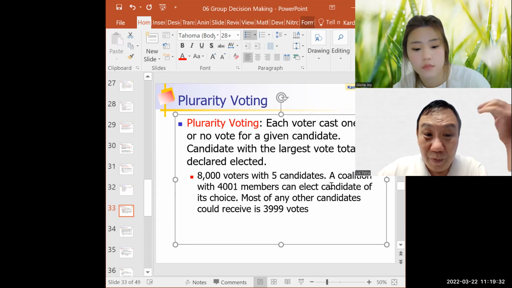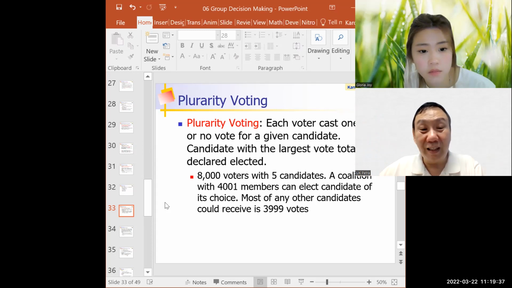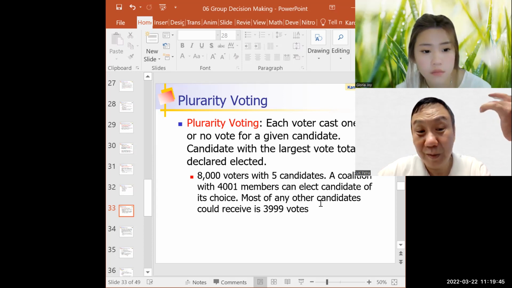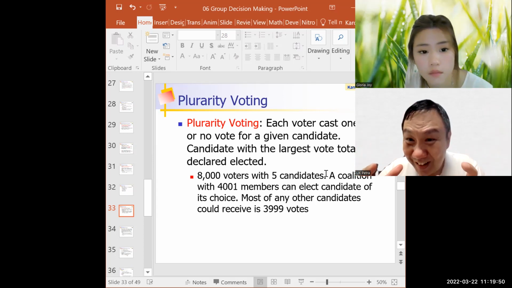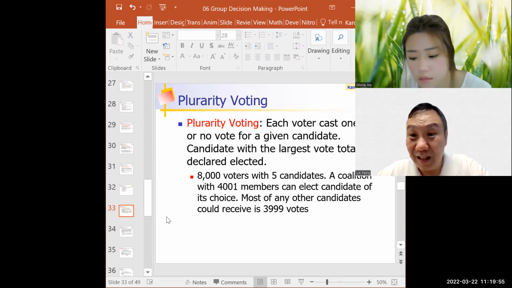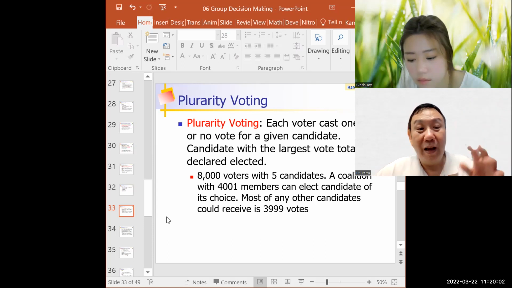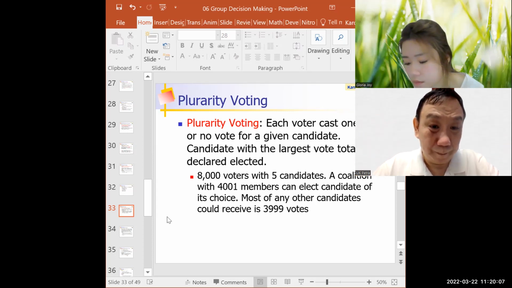So if you create that coalition, most of the other candidates will only receive 3,999 votes. So your job in this kind of election is to make a coalition so that you can get the majority. This is if you base the voting on plurality. Each voter casts 1 vote or no vote, and then the largest vote wins.